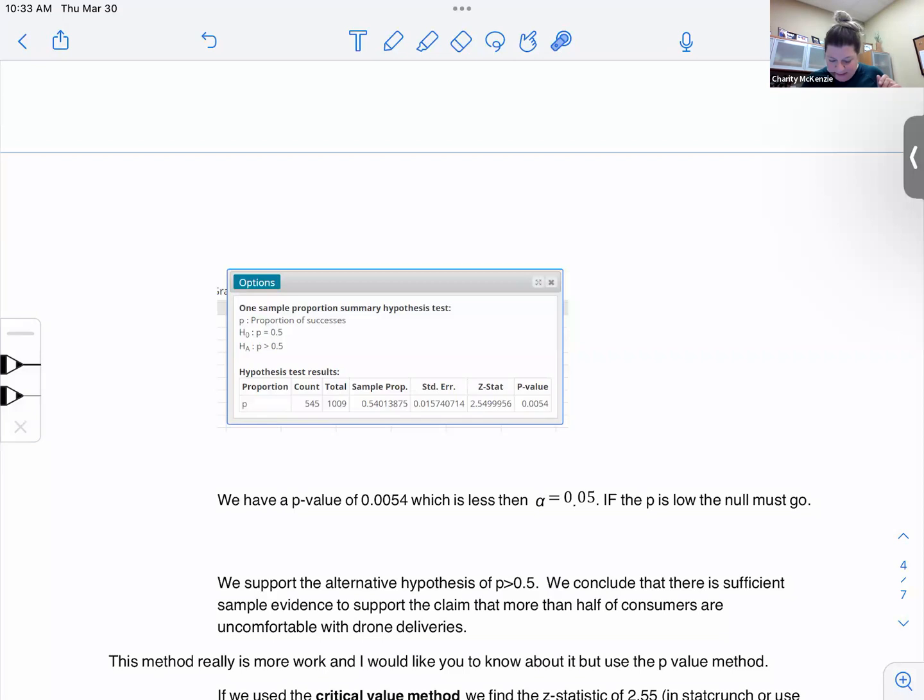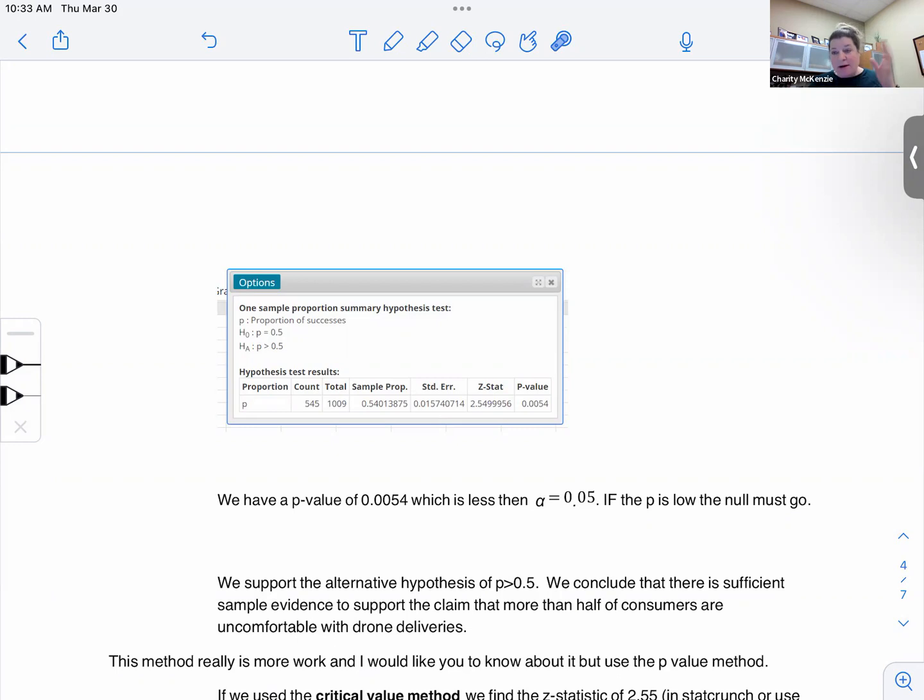Lost my train of thought a little bit. Okay, Z, this is that Z statistic that you have the formula for. That is for the critical value method that I don't really want you to use, but I want you to be aware that it is there. What I really care about is the p-value.